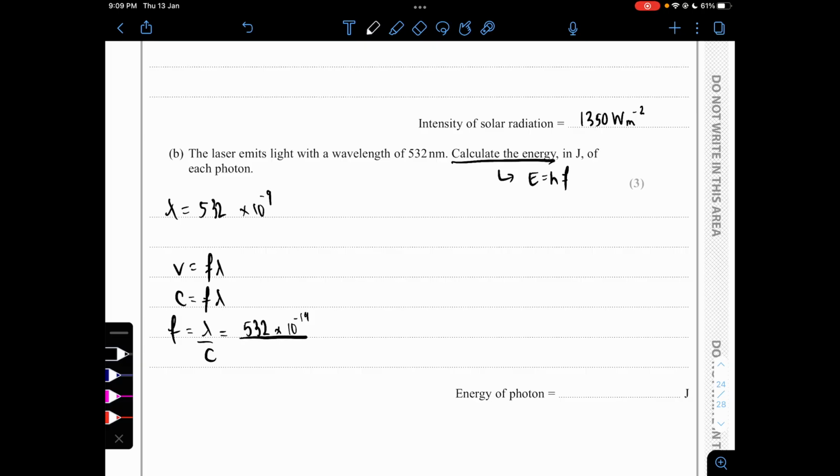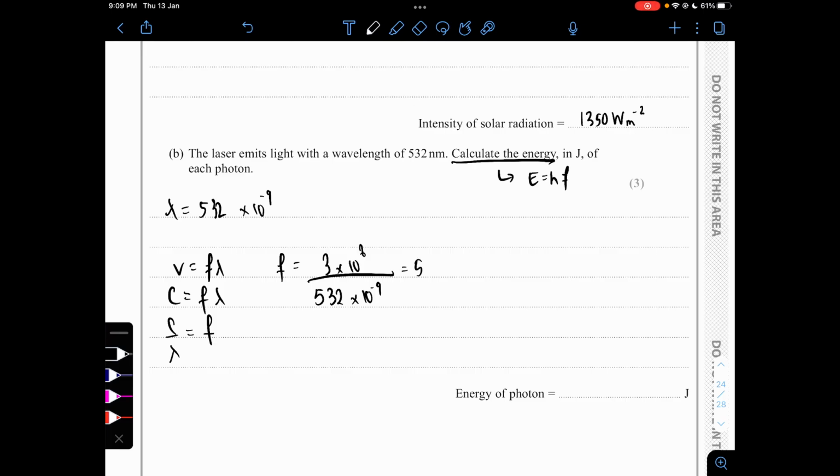All over what? V equals f lambda. Oh, no, this is the other way around. Mistake here. This should have been C equals f lambda. So C over lambda equals f. So f equals 3 times 10 to the power of 8, all over, now what is the wavelength? 532 times 10 to the power of negative 9. So this gives us 5.639 times 10 to the power of 14 hertz.